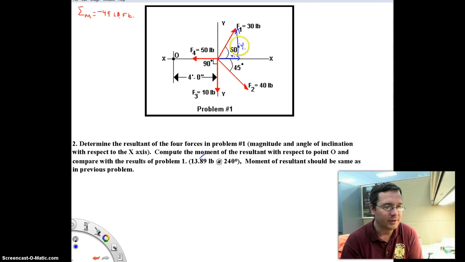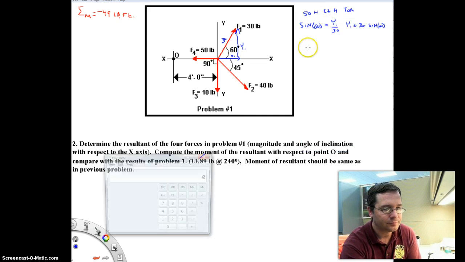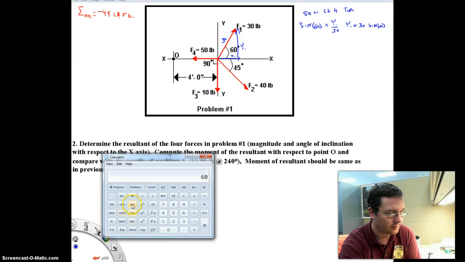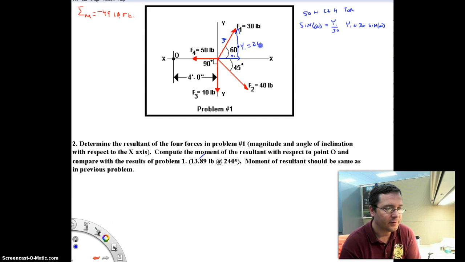And what do we know? Well, we know the length of the hypotenuse is 30, so SOH CAH TOA. What function relates the side opposite and the hypotenuse? The sine function does. So sine of 60 equals y1 over 30. To get y1 by itself, multiply both sides by 30. So y1 equals 30 times sine of 60 degrees. And if we multiply that out, we're in degree mode, sine of 60 times 30. This vertical component is very close to 26. So y1 is equal to 26.